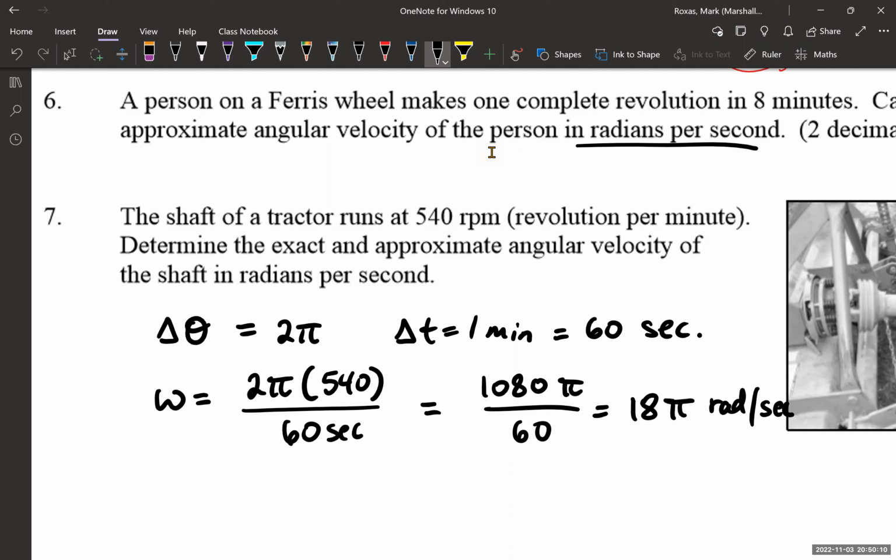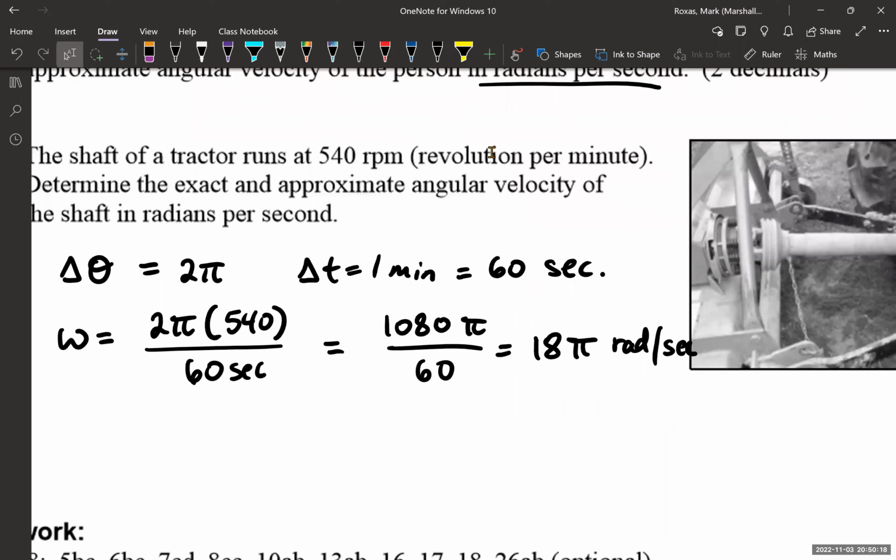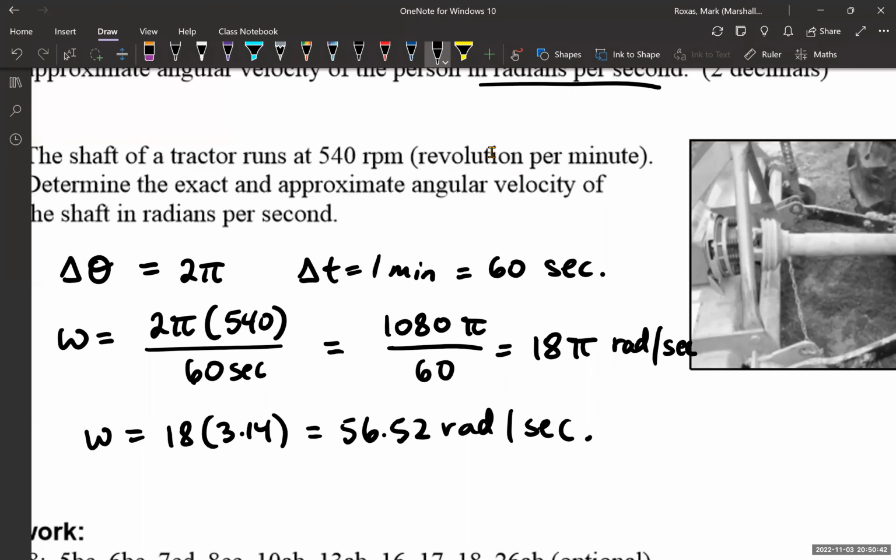So remember, 2 pi is just the rotation of a circle. So 18 pi means that we're going to do 9 revolutions in 1 second. And then if I want to convert this to a decimal, 18 times 3.14, we get 56.52 radians per second, approximately. So this is the approximate answer, and 18 pi is going to be the exact answer.